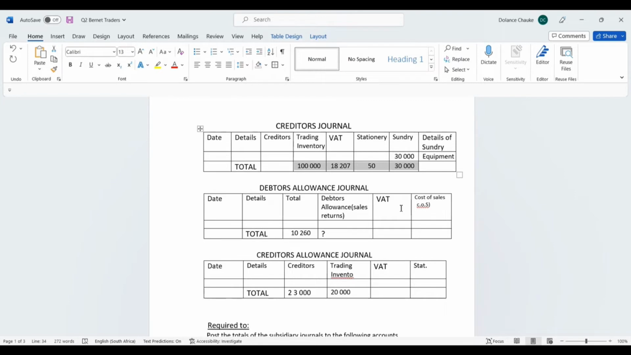The creditors, if it's like this, you just have to add everything. But remember, I said to you, you must know how to go forward and backward. Sometimes assume they didn't give you this 50 of stationery, how to get it. Sometimes assume they didn't give you this VAT, but they gave you other things, how to get it. So you need to calculate like that. How much is it?